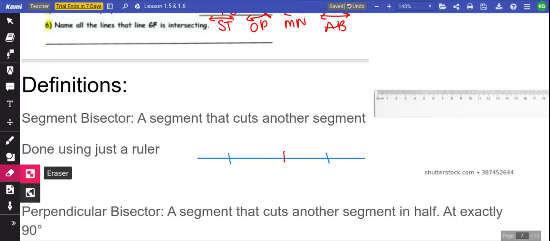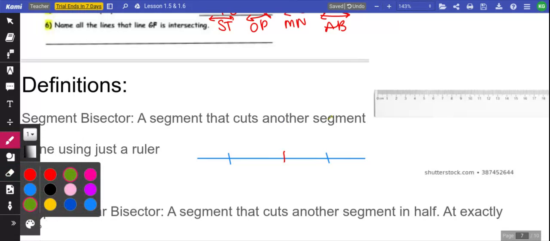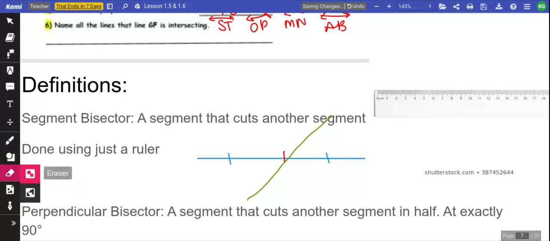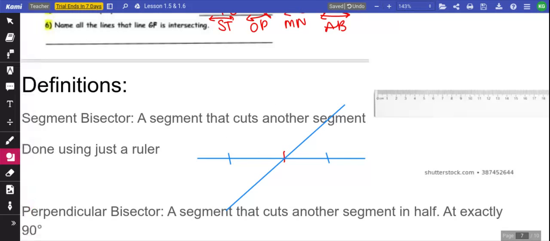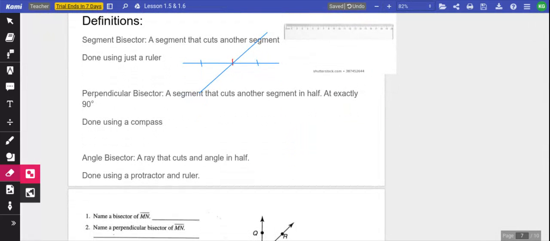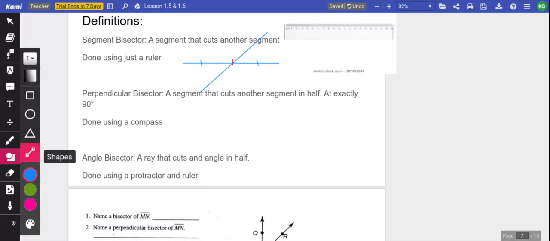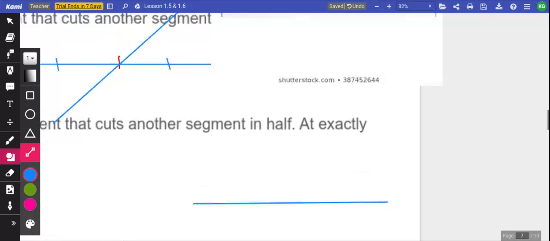I could also do the segment bisector at an angle like this. Oops, forgot to turn on the line function. Okay. Like that. It's still just cutting that segment in half, so the left side and the right side would be equal. Now, if they ask for an exact perpendicular bisector, that's when we would have to make sure that we cut the segment in half at exactly 90 degrees. So we're going to need a ruler and a compass. So if I put in my line here, okay, and then I take my ruler.